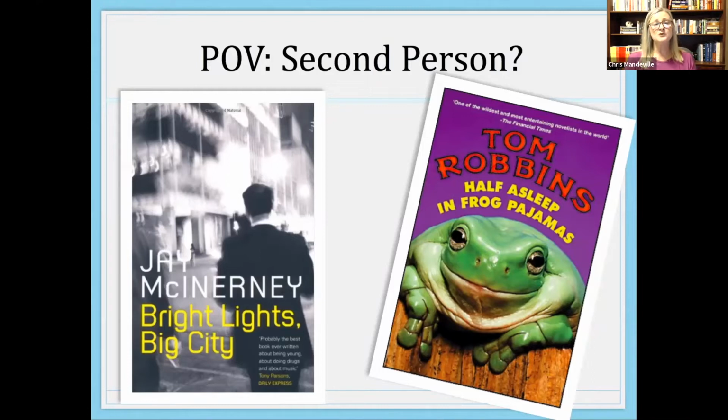Most publishing professionals will advise you against trying it. And one of the reasons is you don't want the editor or agent or the reader who's reading your book to go, "Ah, they're just trying to imitate Tom Robbins. They're just trying to imitate Bright Lights, Big City." Because it's so specific, it would be easy to be thought of as a mimic.